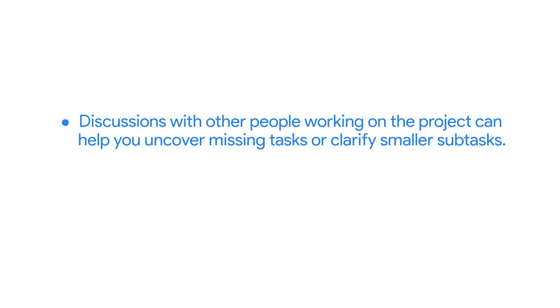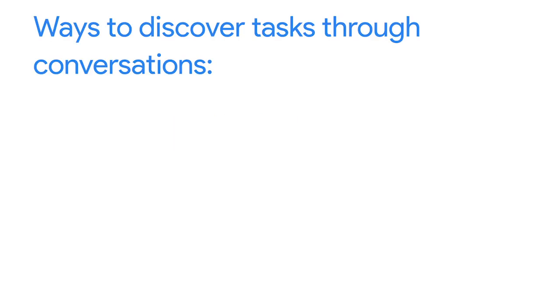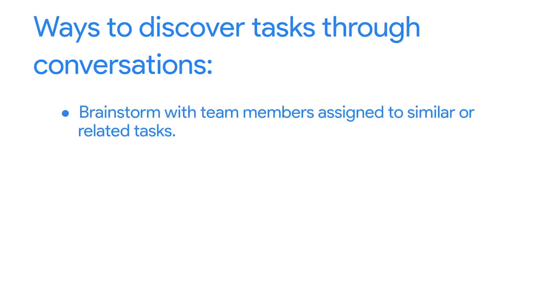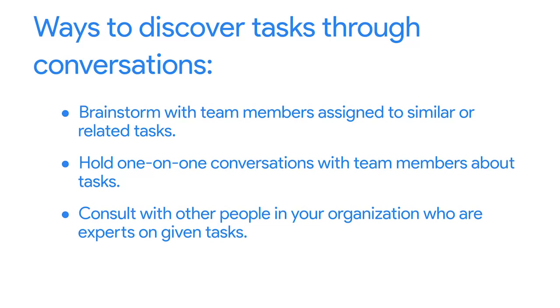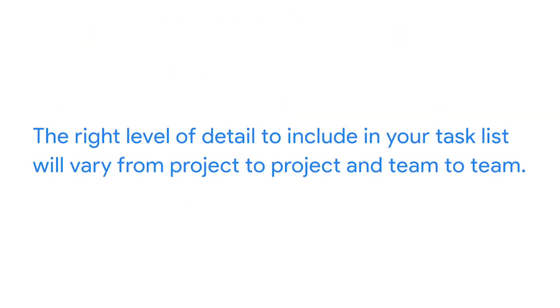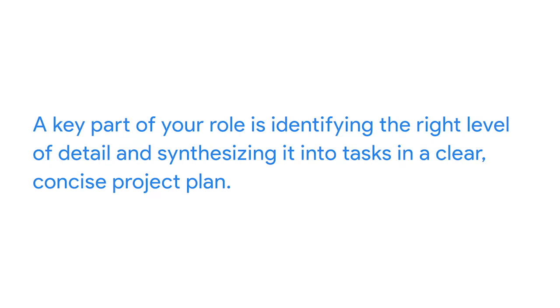Okay, let's do a quick recap. Discussions with other people working on the project can help you uncover missing tasks or clarify smaller subtasks. Some ways to uncover tasks include brainstorming with team members assigned to similar or related tasks, holding one-on-one conversations with team members about tasks, consulting with other people in your organization who are experts on given tasks, and having conversations with stakeholders. The right level of detail to include in your task list will vary from project to project and team to team. As a project manager, a key part of your role is identifying the right level of detail and then synthesizing it into a clear, concise list of tasks in the project plan.